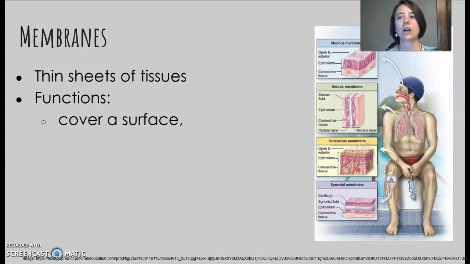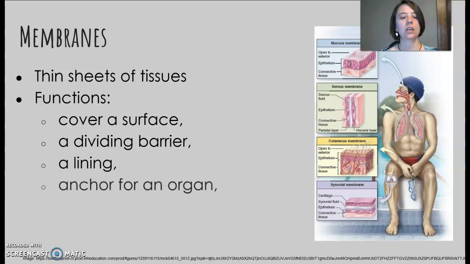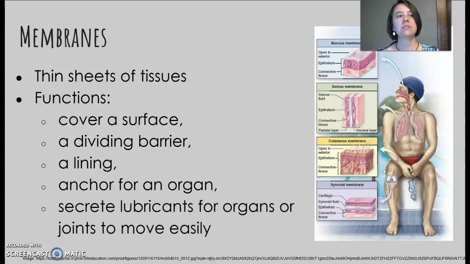A membrane could cover a surface. It could be a dividing barrier between two different types of tissues. It could be a lining, like in your body or an organ. It could help anchor an organ in place. And then membranes can actually secrete lubricants that helps lubricate joints and also lubricate organs, because you don't want any friction on organs. You don't want any damage to those sensitive organs.